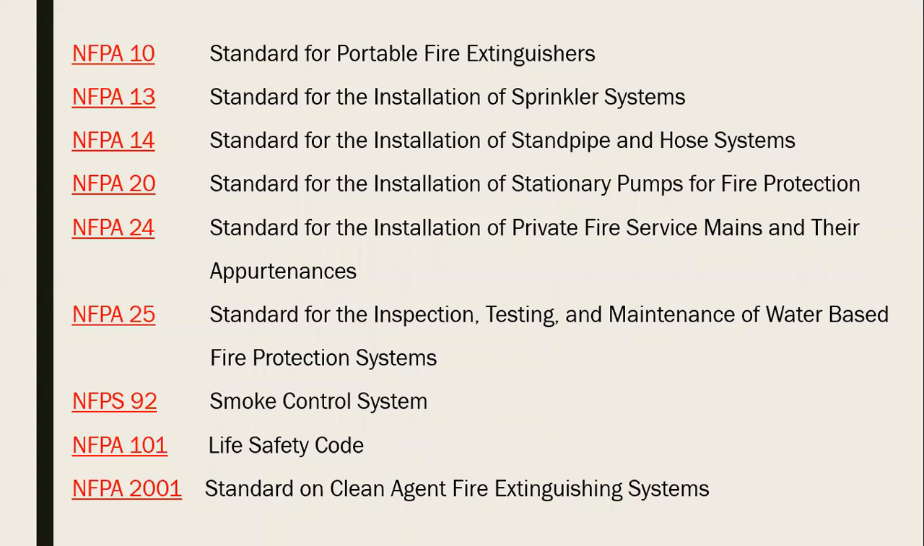The chapters from NFPA 10, which is the standard for portable fire extinguishers. NFPA 13 for the installation of sprinkler systems. 14 for standpipe and hose systems. 20, stationary pumps for fire protection. 24 for installation of private fire service mains and their appurtenances. 25, standard for inspection, testing, and maintenance of water-based fire protection systems. 92 for smoke control systems. 101 for the Life Safety Code. 2001 for the standard on clean agent fire extinguishing systems. Most of the questions come from these, but especially for 101, you can see most of the questions will come from 101.